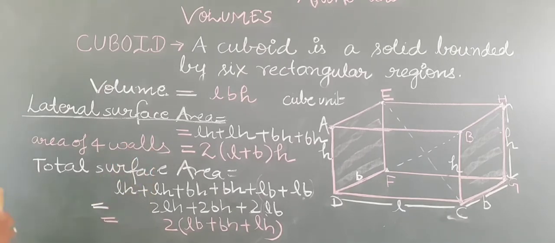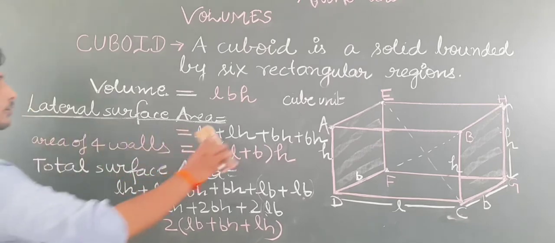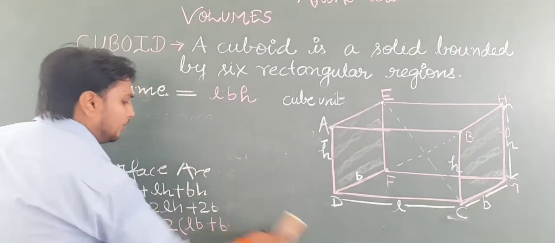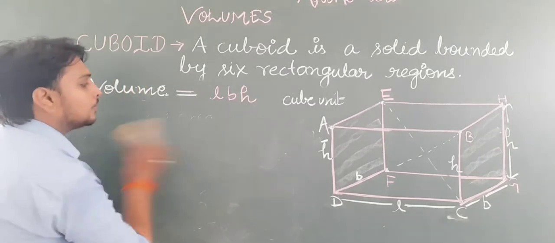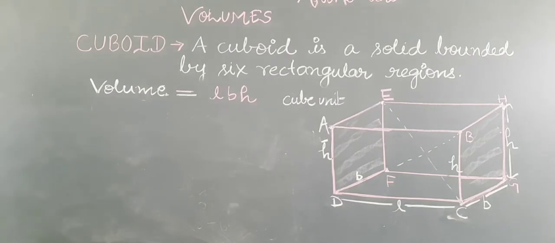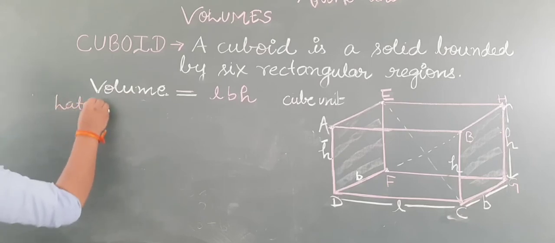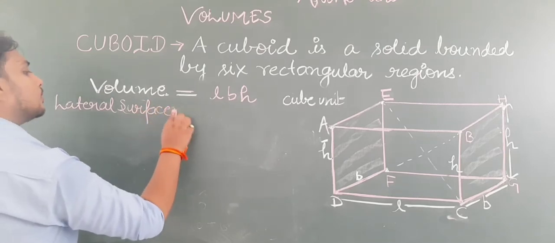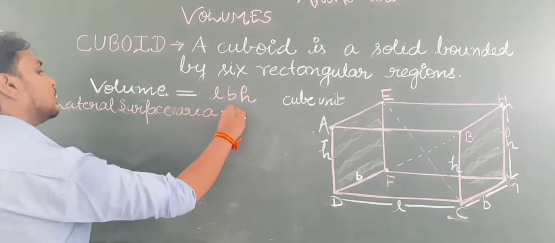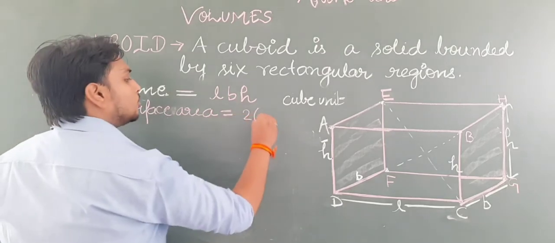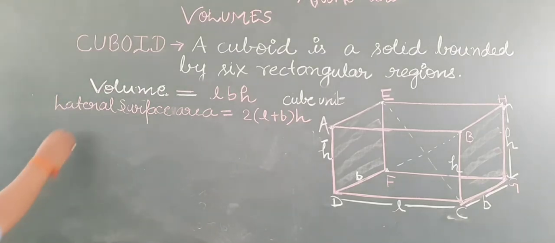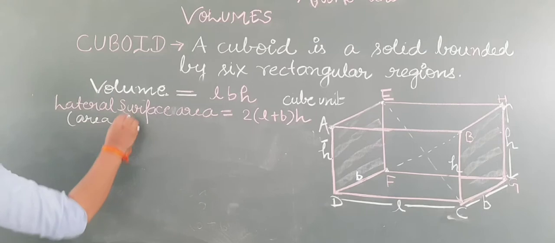But we'll write it in short, so that all the formulas come in one place. Like volume is L into B into H. Lateral surface area is 2 into (L plus B) into H, and it is also known as what? Area of four walls.